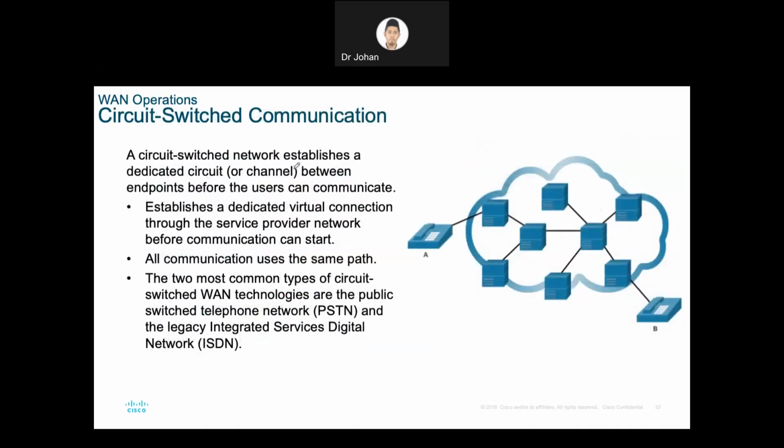Circuit switched networks establish a dedicated circuit or channel between endpoints before the users can communicate. They establish a dedicated virtual connection through the service provider network before communication can start. All communication uses the same path. The two most common types of circuit switched WAN technology are the public switched telephone network (PSTN) and the legacy integrated services digital network, or ISDN.